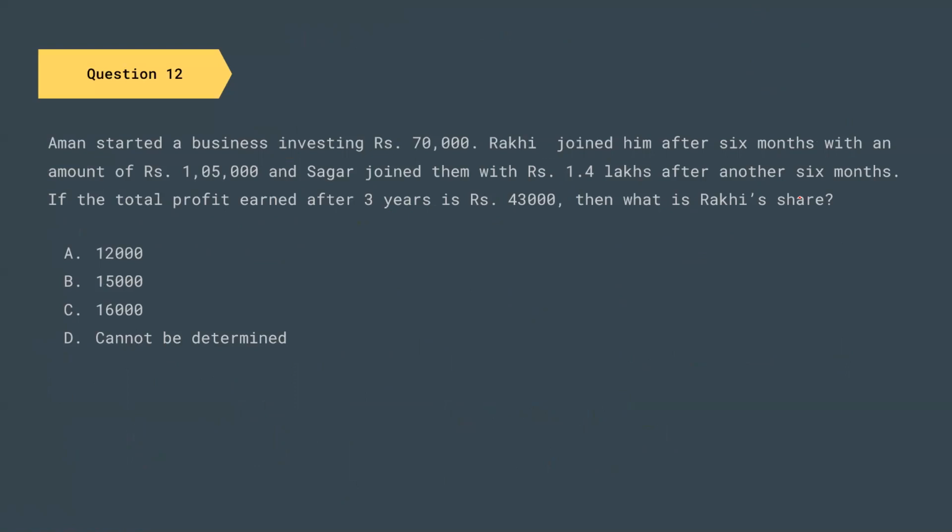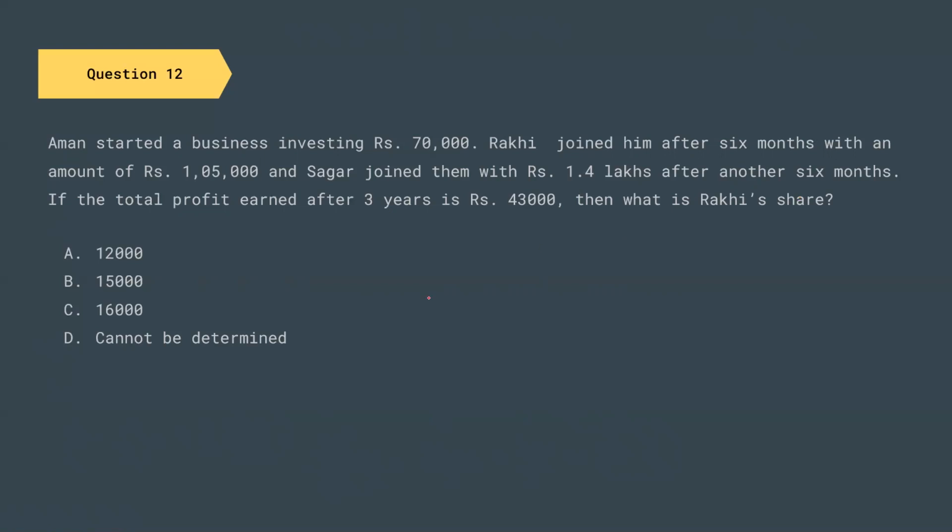Aman started a business investing rupees 70,000. Rakhi joined him after 6 months with an investment of 1 lakh 5,000, and Sagar joined him with rupees 1.4 lakhs after 6 months. If the total profit earned after 3 years is 43,000, then what is Rakhi's share?